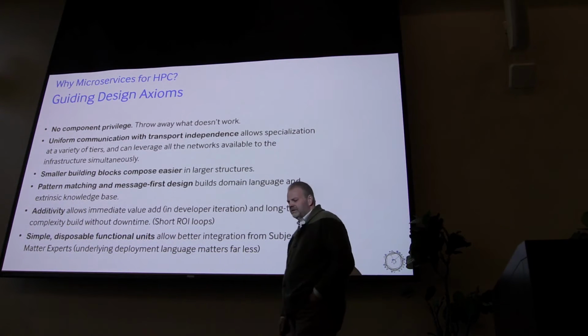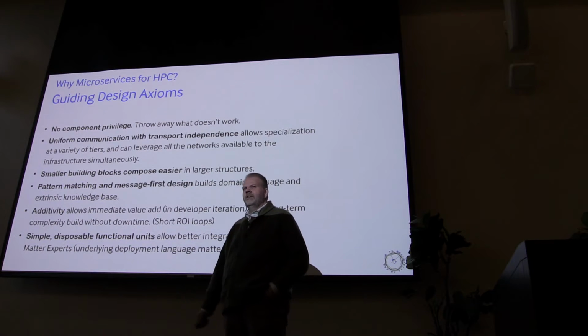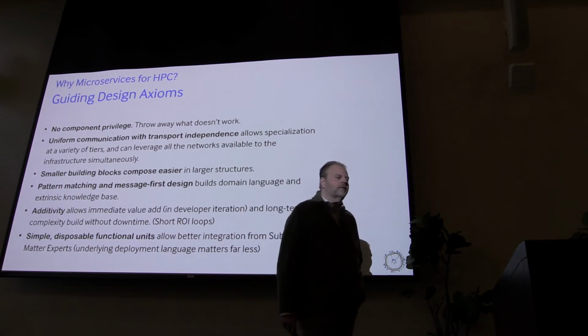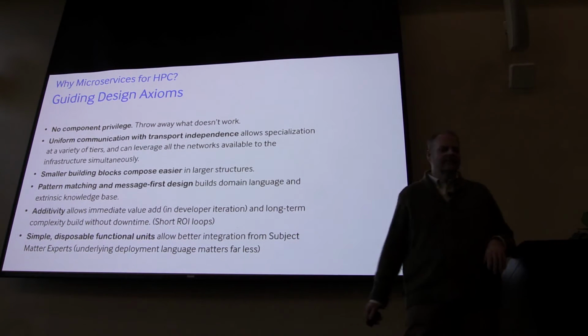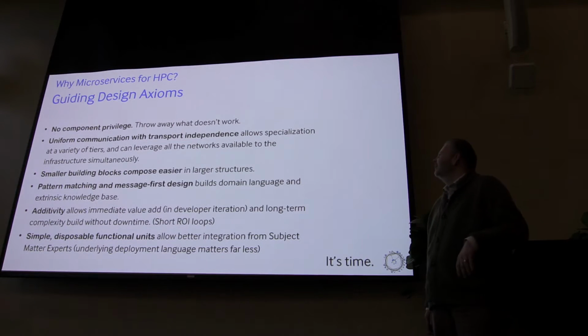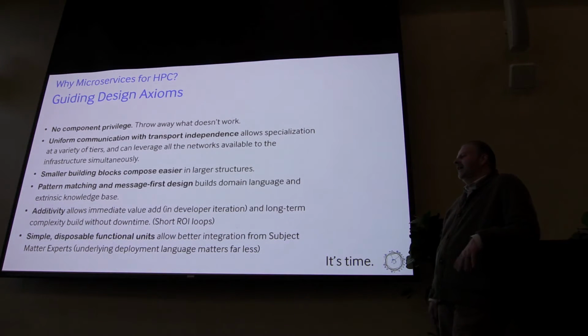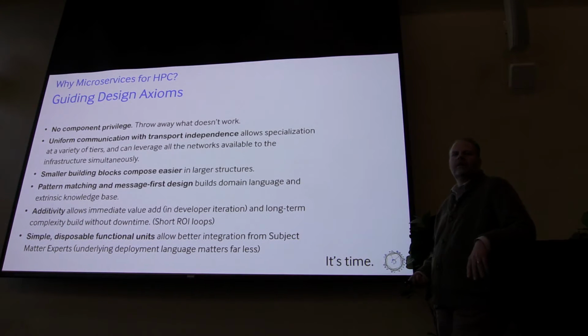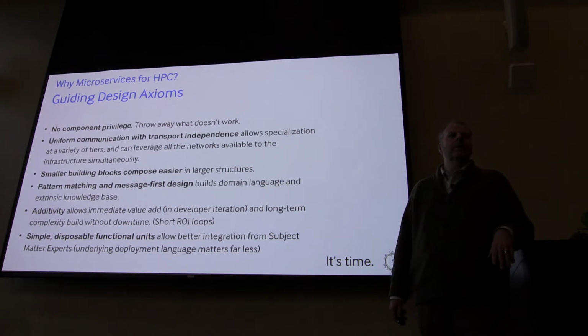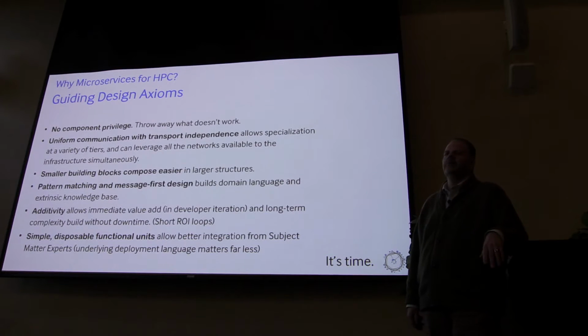No component privilege. Basically means throw it away. If you like it too much, you probably ought to throw it away. That's why there's millions of lines, get rid of it, right? The idea isn't that things are always better, but as time goes on, your needs change. We're not omniscient. We can't understand the ways that our software is going to be used 10 years from now, sometimes even 15 minutes from now.